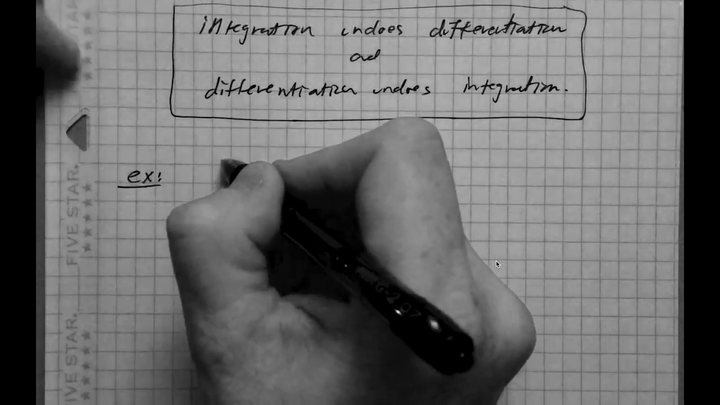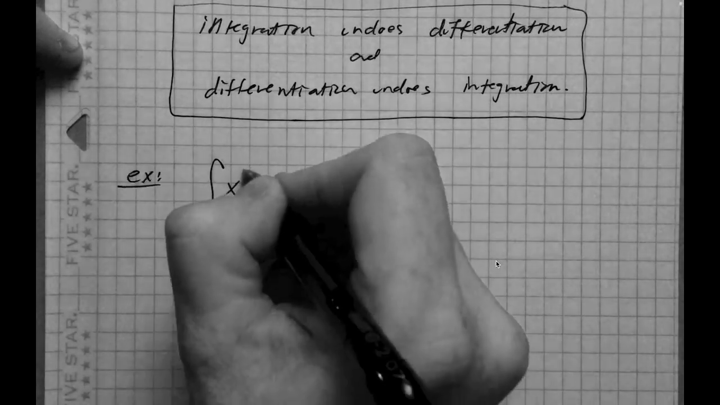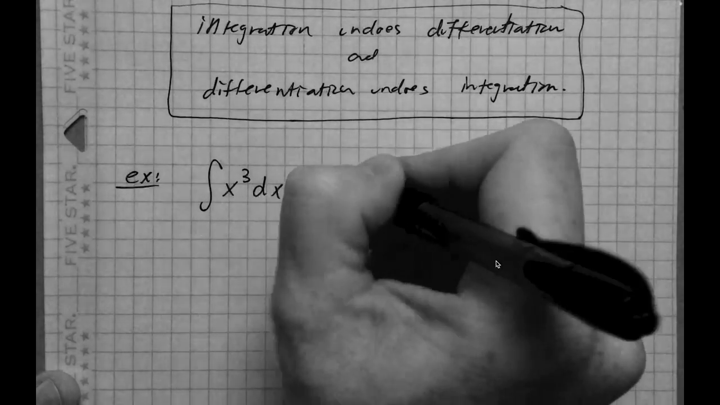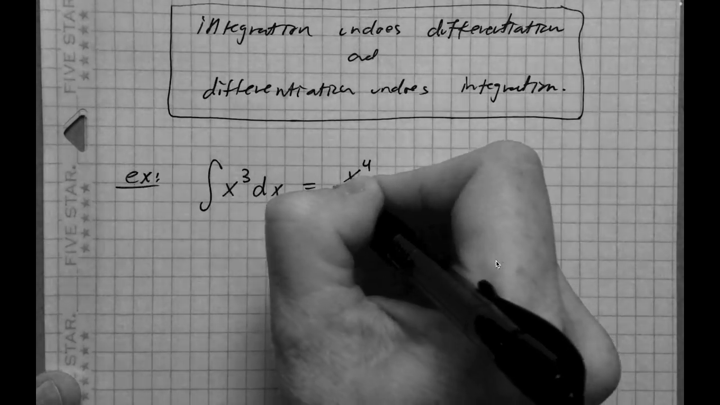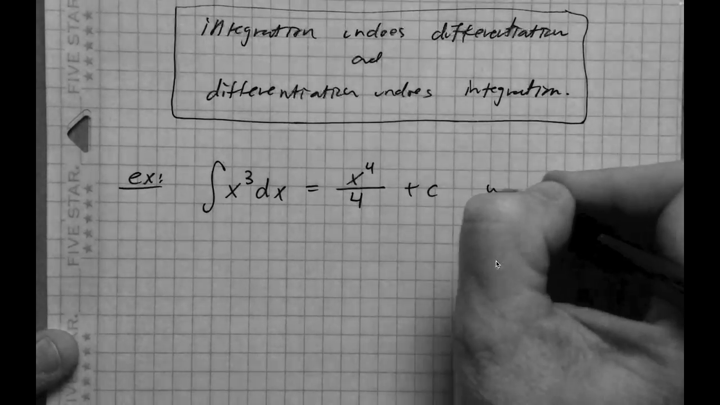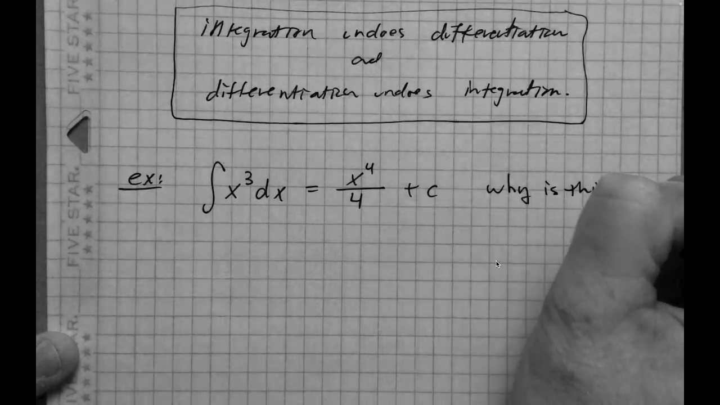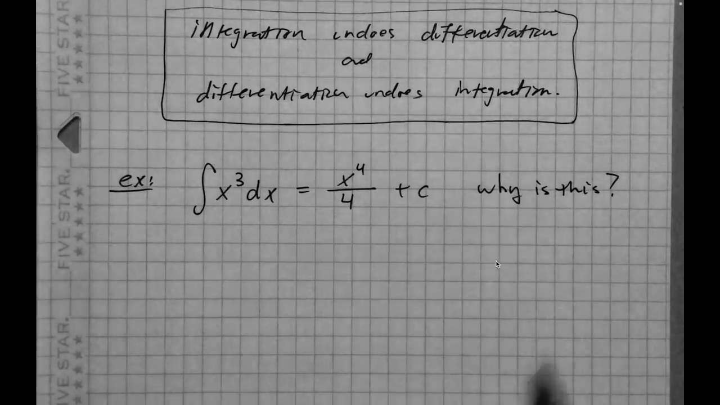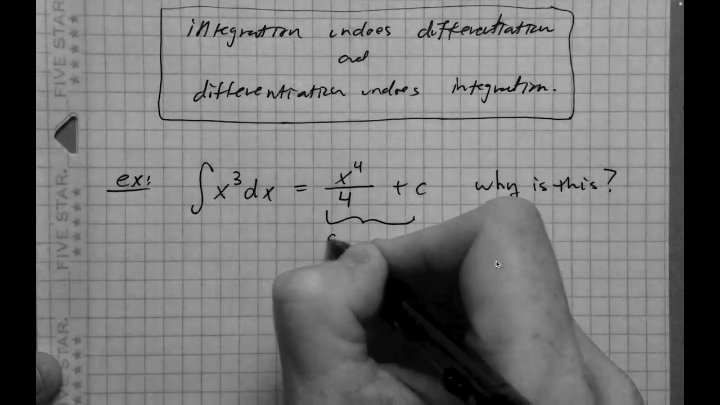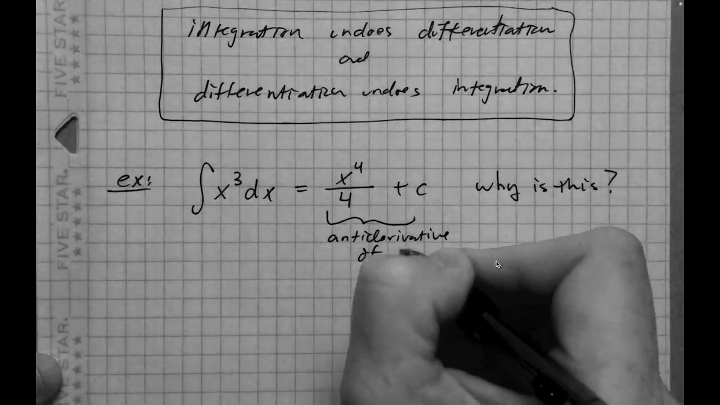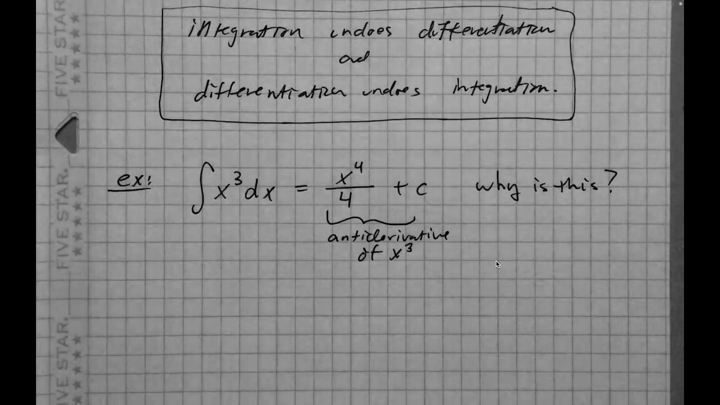So here's an example. If I say the integral of x cubed dx, and I want to know what that is equal to, then if I say to you, hey, it's x to the 4th over 4 plus some constant of integration. Why is this? How do I know this? Where does this come from? Well, it comes from this relationship here. So this piece over here is an antiderivative of x cubed.